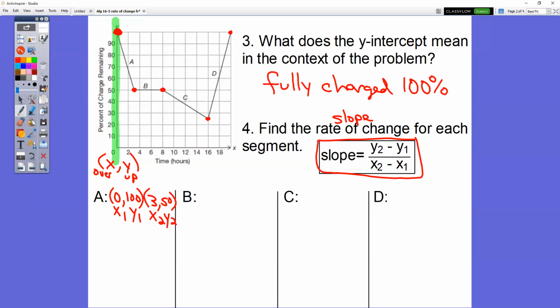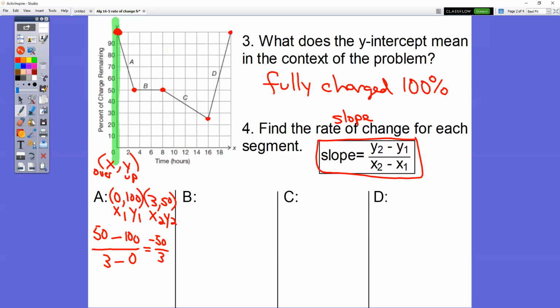Y2 minus Y1 over X2 minus X1. So I'm going to draw my fraction bar. I'm going to put my 2 minus signs. Those are in every single question because they're part of the formula. Y2 minus Y1, 50 minus 100. X2 minus X1, 3 minus 0. 50 minus 100 is negative 50. 3 minus 0 is 3.